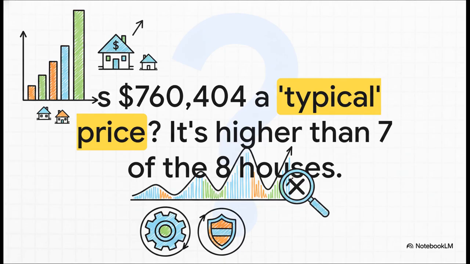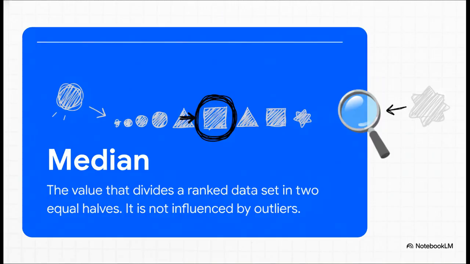So here's the thing. The mean is easily fooled by outliers. This means we need a better, more robust tool for this job. And that tool is the median. The concept here is just brilliant in its simplicity. All you do is line up all your numbers from smallest to largest, and you just pick the one that's sitting right in the middle.